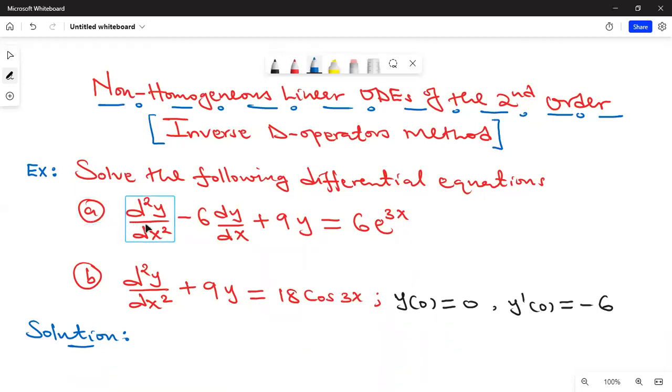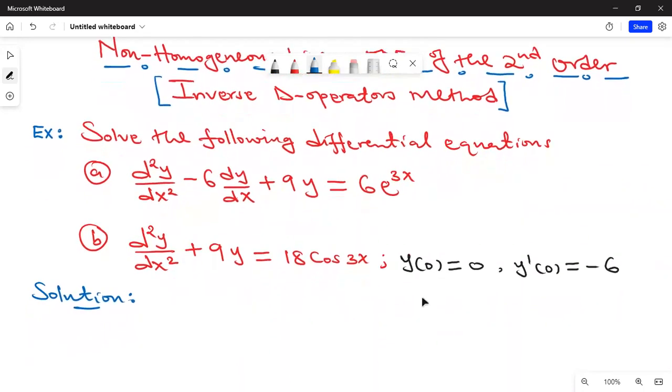In part A, we have d squared y over dx squared minus 6 dy over dx plus 9y is equal to 6 exponential 3x. In part B, we have d squared y over dx squared plus 9y is equal to 18 times cosine of 3x, subject to the initial conditions that y is equal to 0 when x is equal to 0, and y prime is equal to negative 6 when x is equal to 0. So let's see how to solve those two problems.